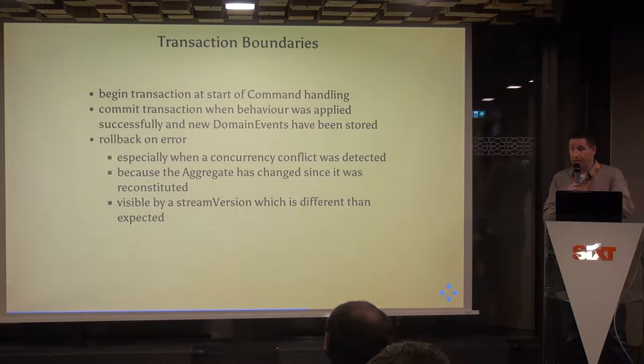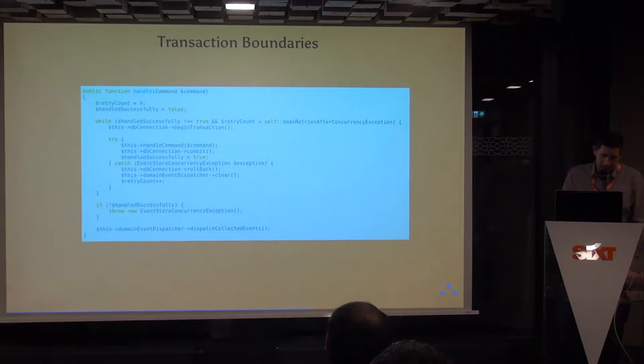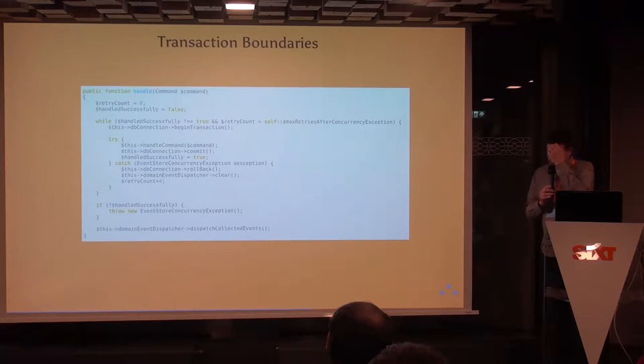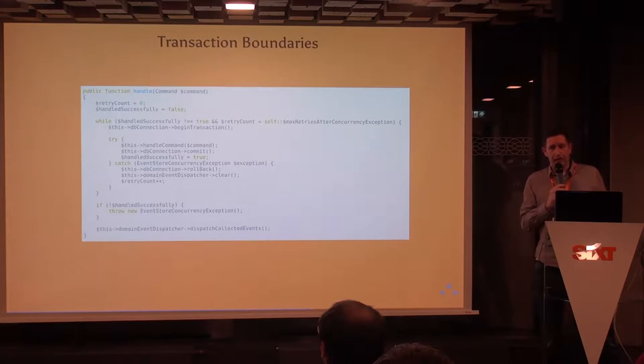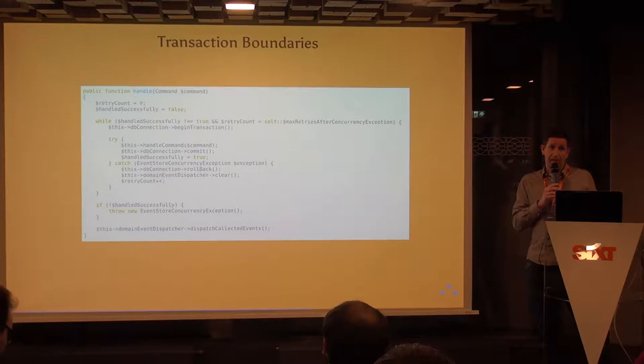In our implementation, everything is a bit different because we do this handling loop where we also do retrying. The retrying has the following background. It could happen that when you read the event stream from your event store and before you have fully applied the behavior, some other process changes your event stream. So your business logic inside of the code will probably have made a wrong decision.